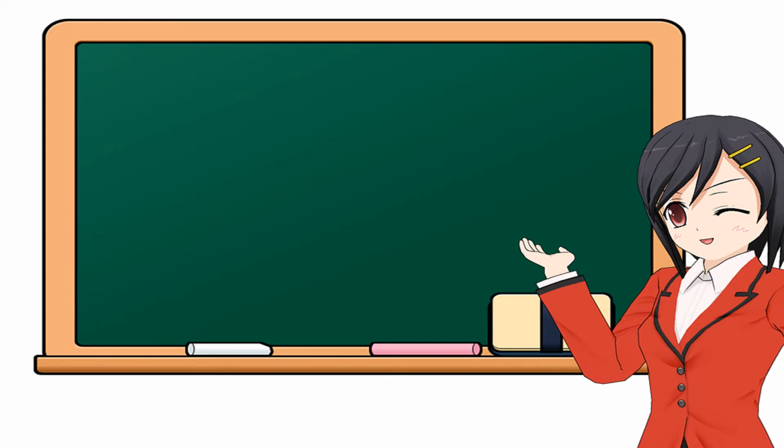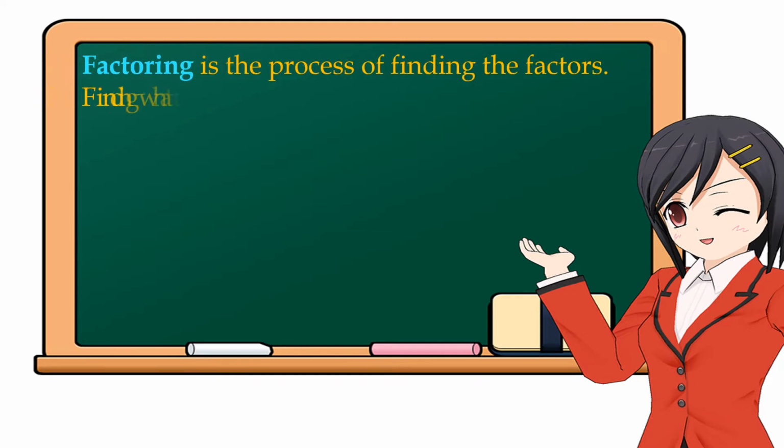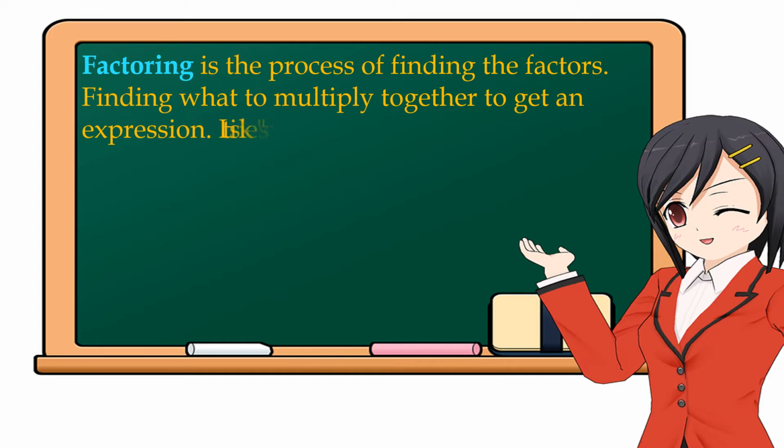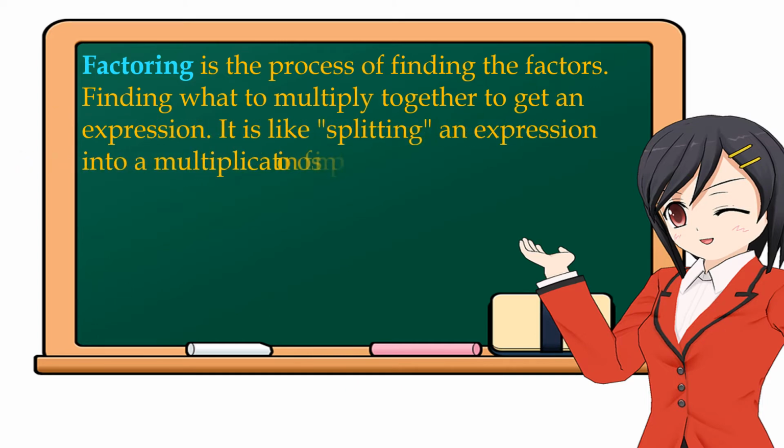So you have the knowledge of finding the greatest common factor, or the GCF, and multiplying a monomial by a polynomial. So we will now proceed to our topic. Let's define factoring. Factoring is the process of finding the factors, finding what to multiply together to get an expression. That is like splitting an expression into a multiplication of simpler expressions.